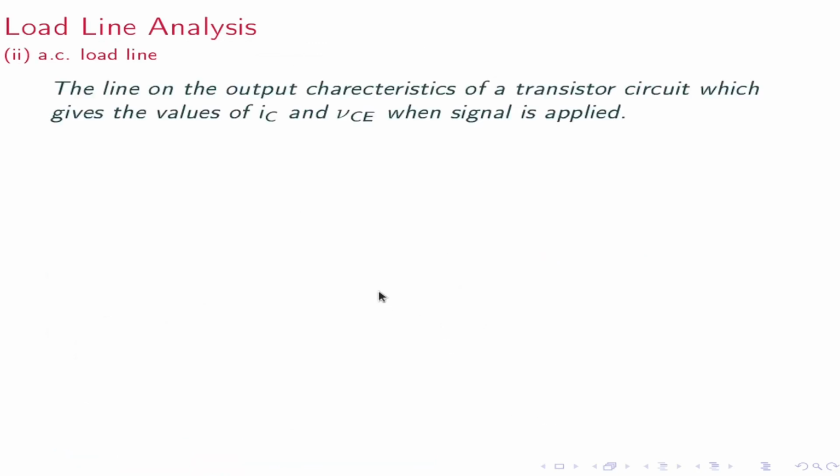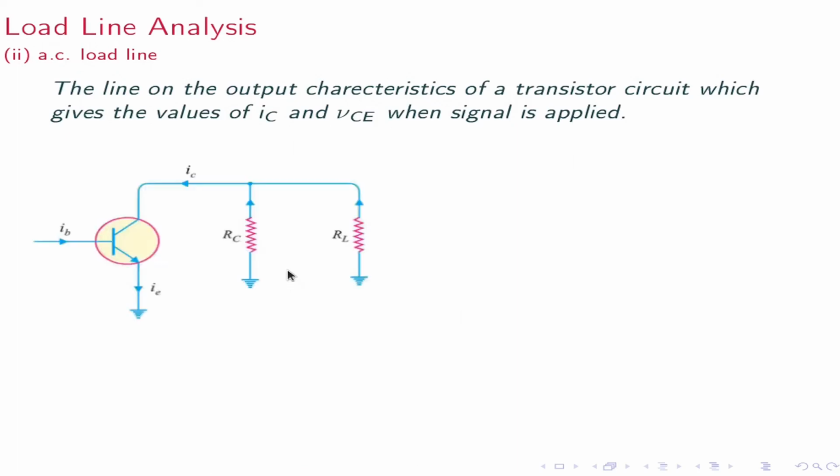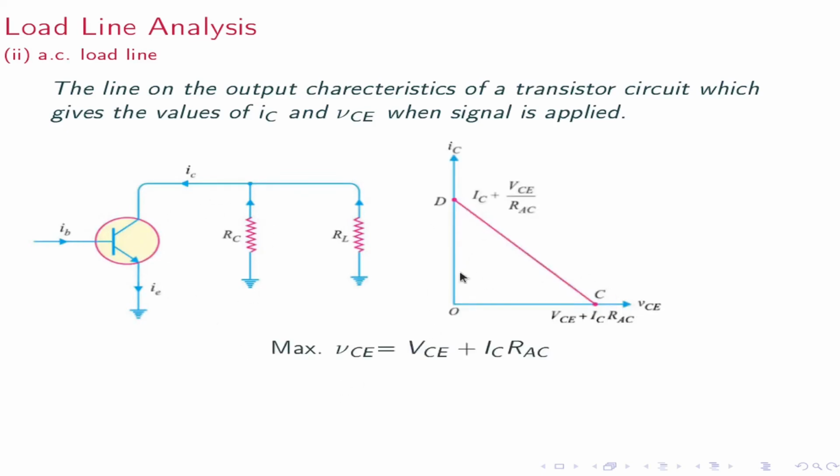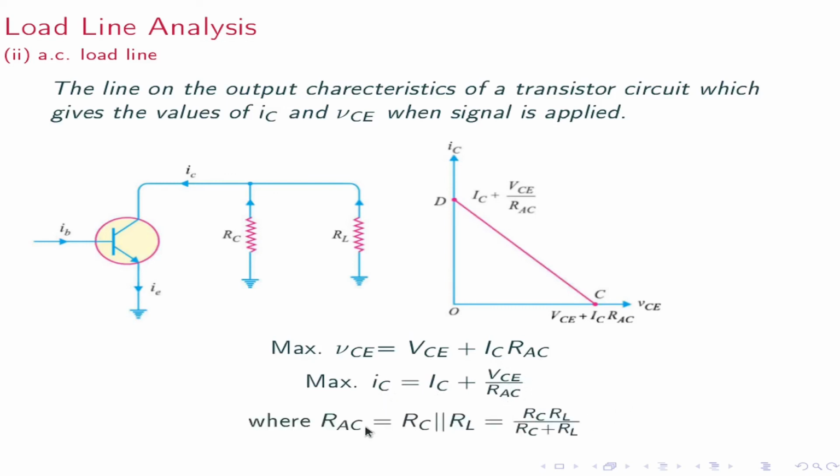The AC load line is the line on the output characteristic of a transistor circuit which gives the value of IC and VCE when a signal is applied. This is the AC equivalent circuit and this is the AC load line. The maximum value of VCE is the VCE DC value plus IC into RAC, and the maximum value of IC is equal to capital IC plus VCE by RAC, where RAC is RC parallel RL, that is RC RL by RC plus RL.